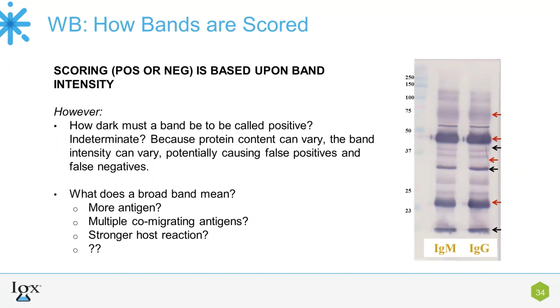Hard to read these. Also, if you get a broad band, like look at this, the picture on the right, there's a part like 2/3 of the way up and there's one toward the bottom, really broad band. What is that? Is there more antigen in this person's blood? Is there a lot of co-migrating antigens that seem to stop at that one spot? Is there a stronger host reaction? Who knows?